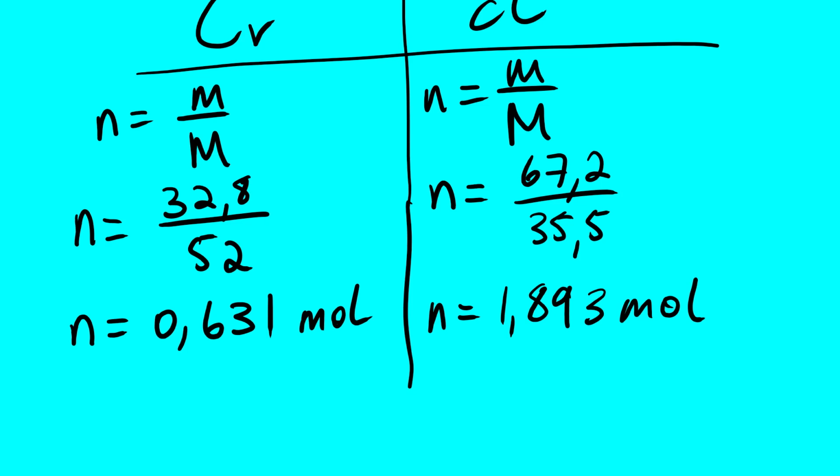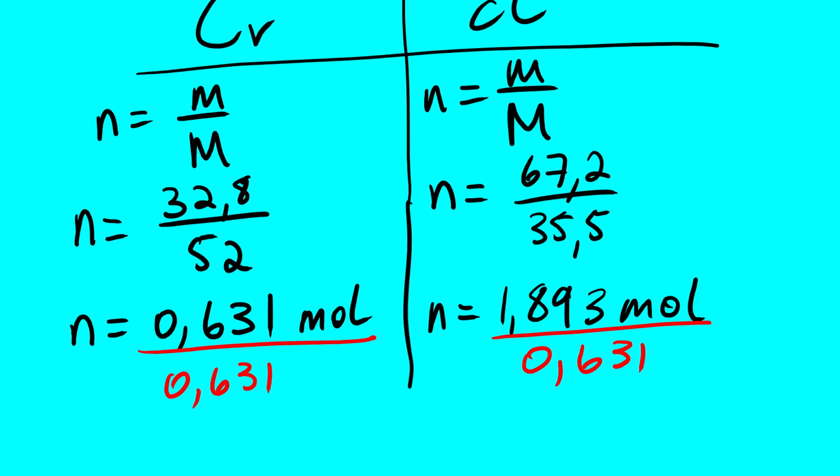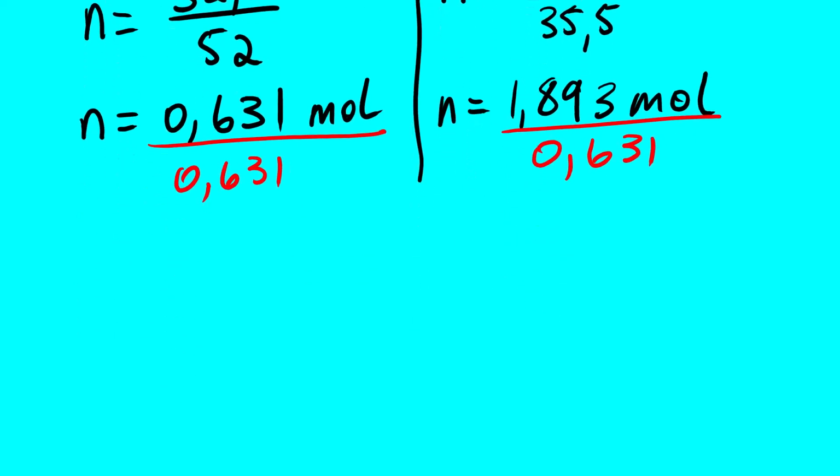Then from there we can compare the two numbers of moles. We can see that the number of moles of chromium is the smallest. Then we divide. Here we are going to have 1 mole. Then let us quickly divide this.